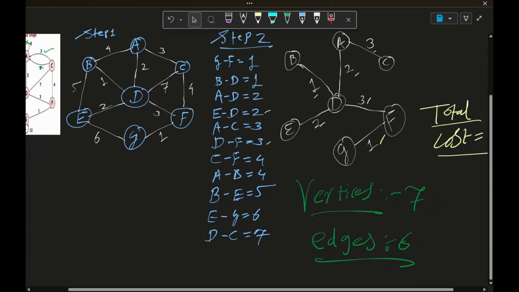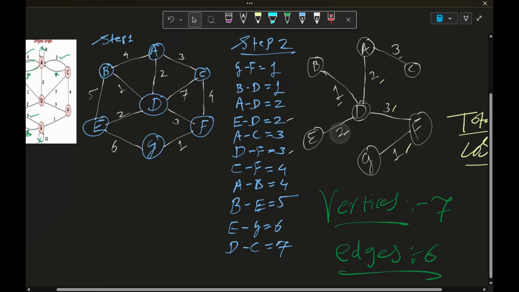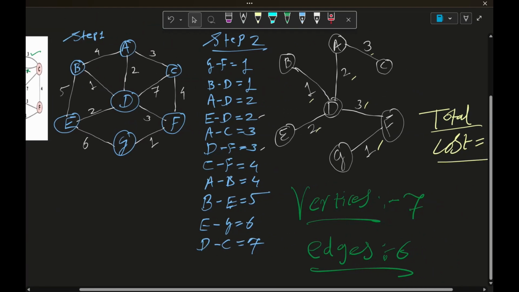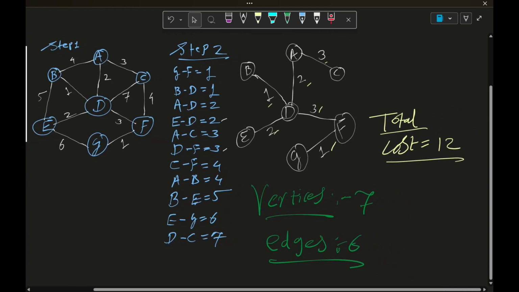So again, there can be any kind of graph given to you. You can just follow this process and you can get the answer. So I hope you understood this.